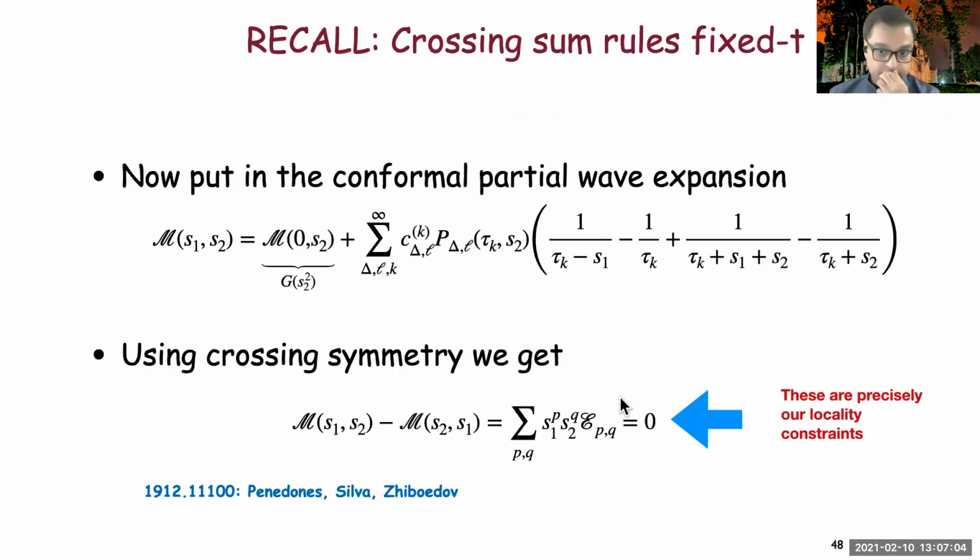So let's go through this very quickly. So you have a conformal partial wave expansion, and we said that there are these curly E conditions. I was referring to these crossing conditions that Sasha and Joao wrote down. These are precisely our locality constraints. And you can actually look at the locality constraints, and in this expansion S1, S2, you can identify these curly E's with whatever we get from the locality constraints.